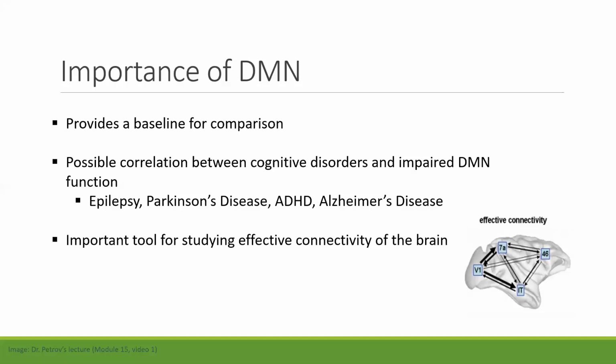Finally, it's an important tool for studying the effective connectivity of the brain. And the effective connectivity is how the neural systems interact. This gives us a more causal model of information flow throughout the brain. So by understanding these kinds of connections, by studying the default mode network, it could be very valuable to our insight of human cognition.